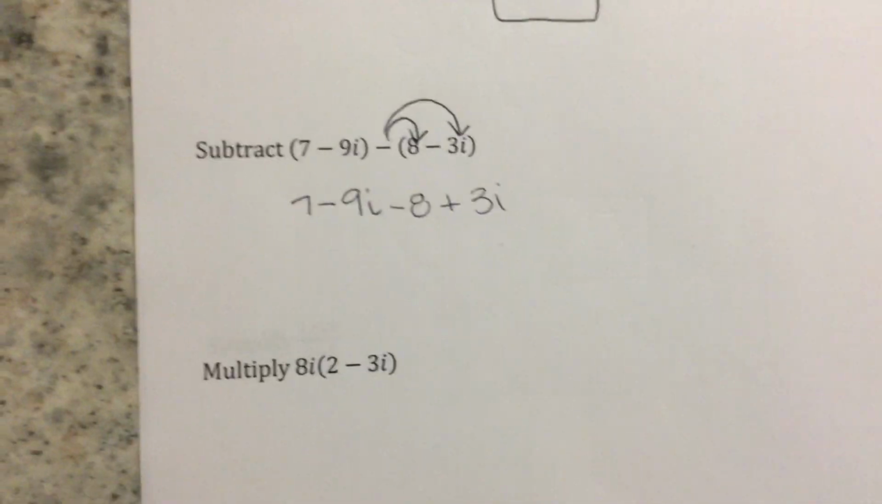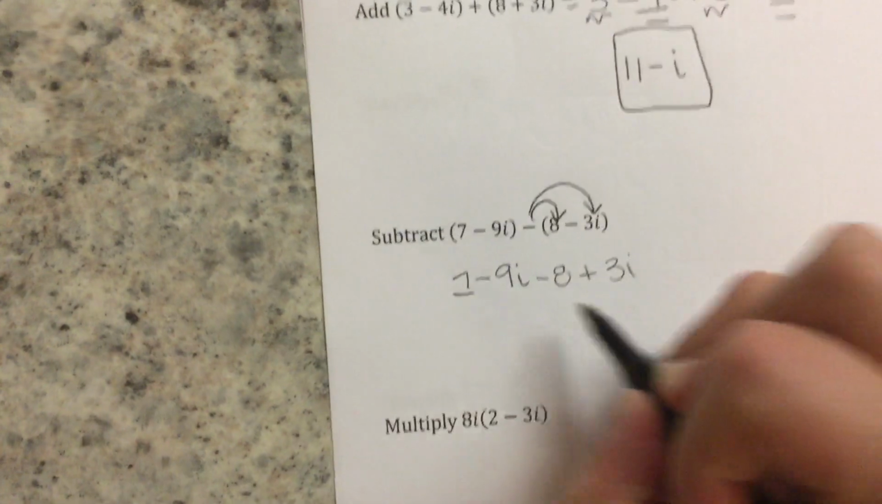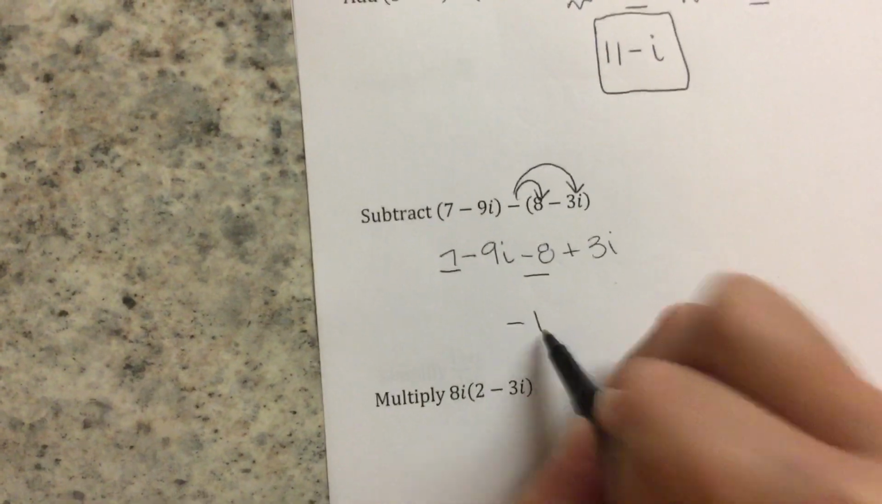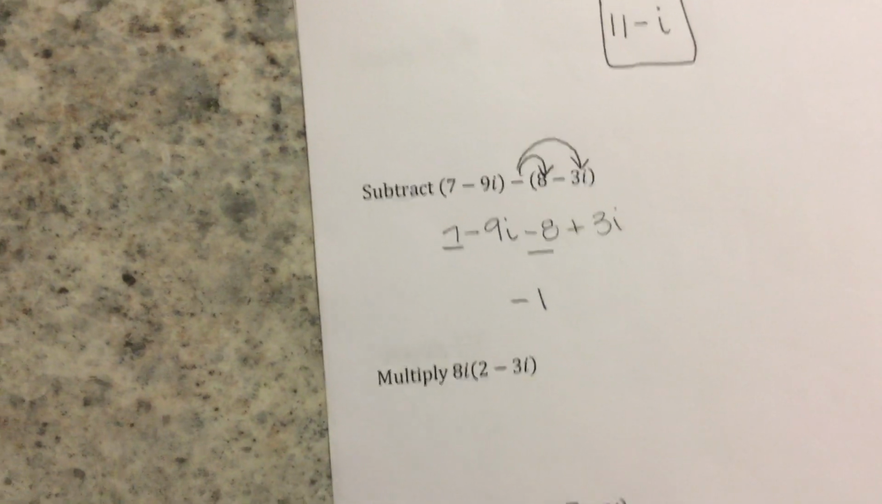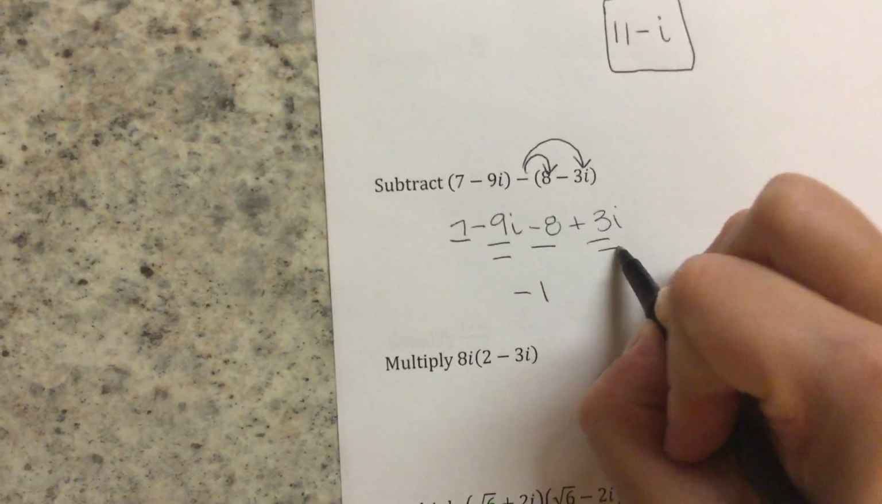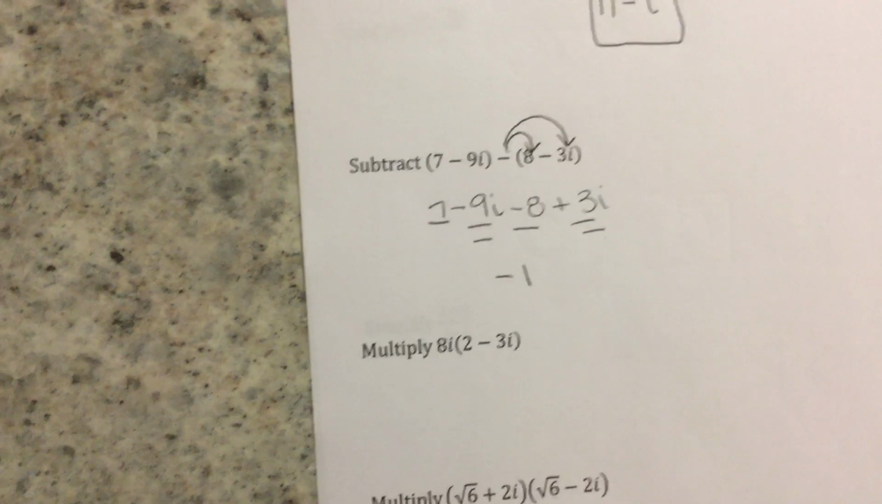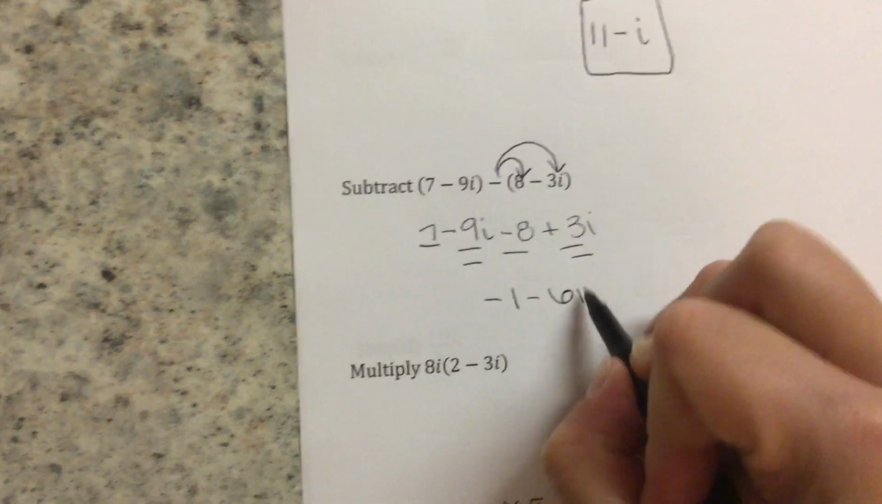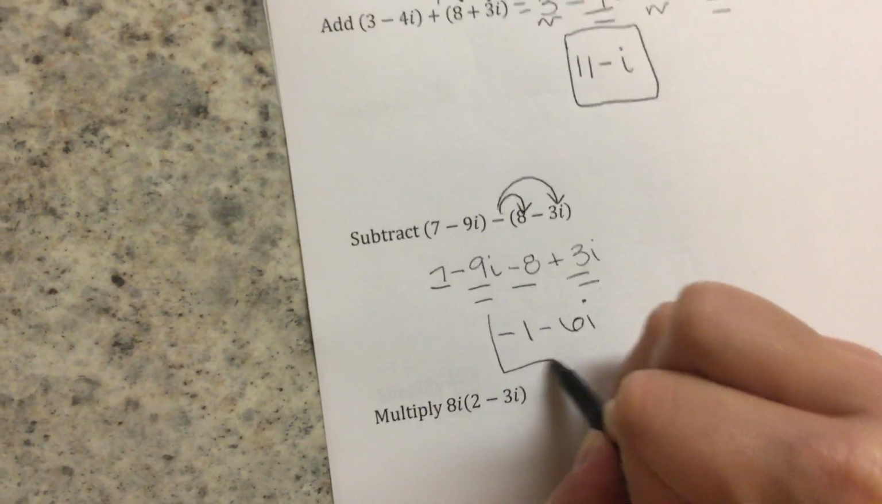And then again, combining like terms. So if I have 7 minus 8 will give me negative 1. And then I have negative 9i plus 3i. That'll give me negative 6i. And that'll give me my final answer.